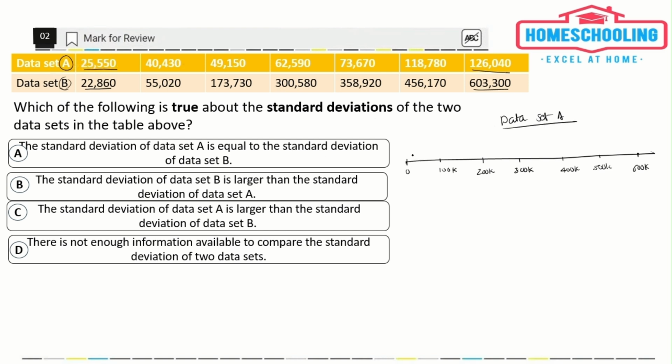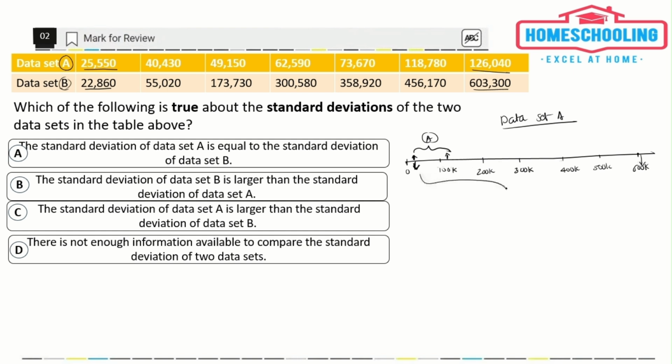So it will start somewhere here, 25,000, and it is going up to 126,000. So this is our spread for data set A. For data set B, as we can see, it starts from 22,000, and it goes up to slightly above 600,000. So it is going till here.